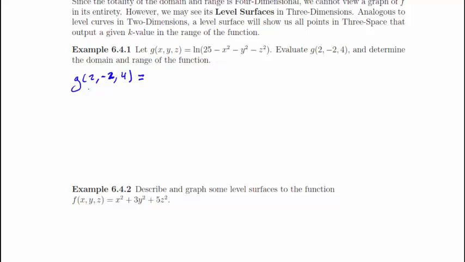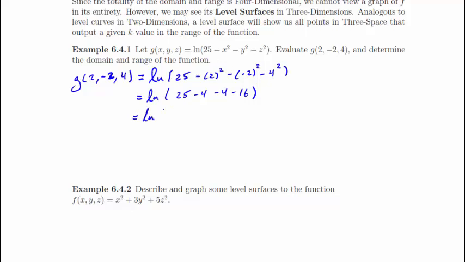This equals, well, I take the 2 and plug it in for x, the negative 2 for y, and the 4 for z. So we get the natural log of 25 minus 2 squared minus (negative 2) squared minus 4 squared, which equals the natural log of 25 minus 4 minus 4 minus 16, which equals natural log of 1, which equals 0. So we get an output of 0 when x is 2, y is negative 2, and z is 4.